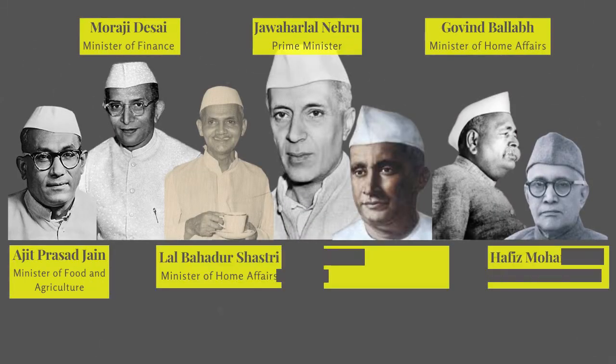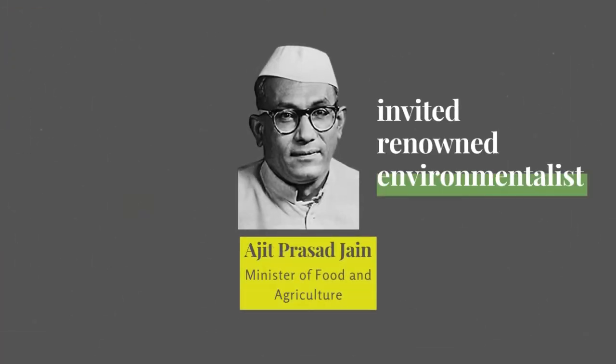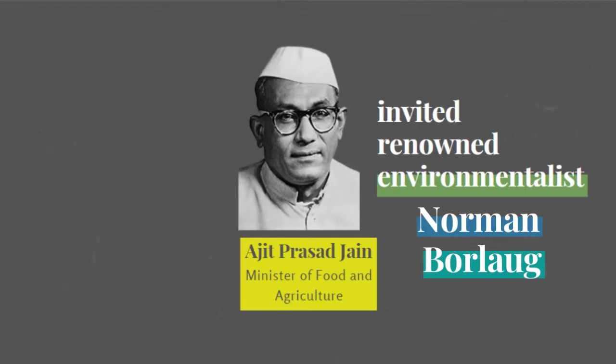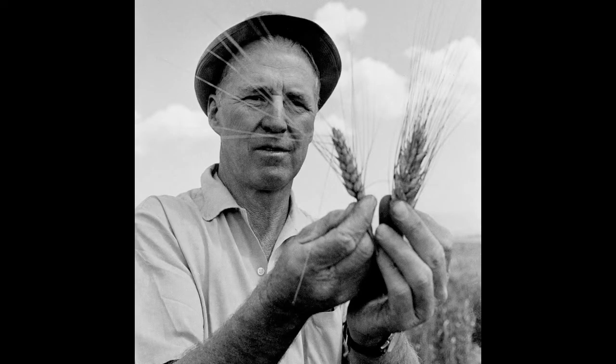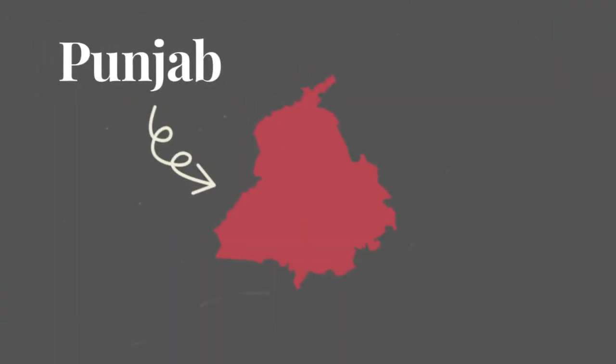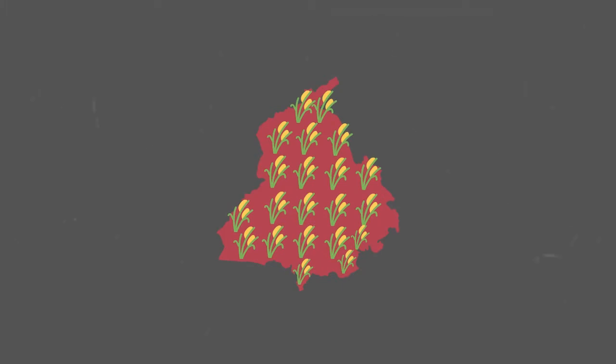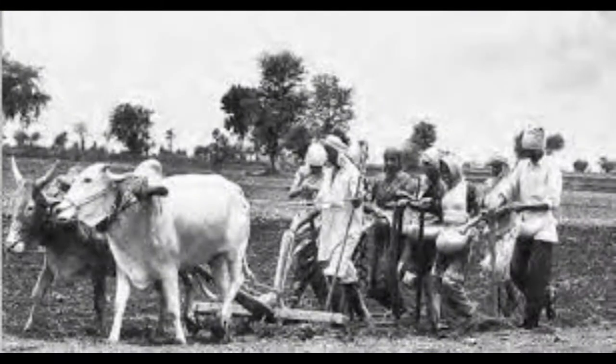To resolve this speeding crisis, the Indian Minister of Agriculture at the time invited the renowned environmentalist Norman Borlaug to India. Borlaug, with the support of the Rockefeller Foundation and the Mexican government, supplied 100 kgs of seeds to Delhi, Punjab, Uttaranchal, Uttar Pradesh, Madhya Pradesh, and Maharashtra. Punjab was selected by the Indian government to be the first site for the crops because of its reliable water supply and history of agricultural success.